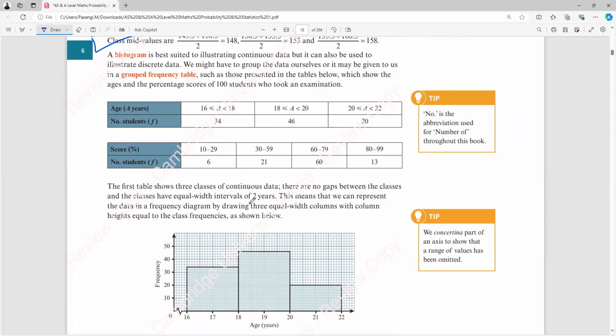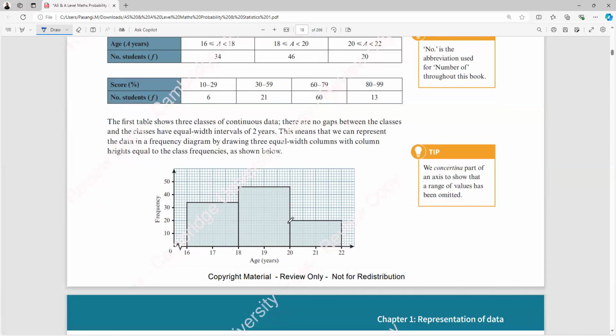The class interval is 2 years. This means that we can represent the data in a frequency diagram by drawing 3 equal width columns, with column heights equal to the class frequencies as shown below. Here the classes go from 2 to 2. See, they have graphed this histogram. Since the initial part is not needed, they combine it together. That's the symbol we use to represent this. Here, from 16 to 18, we have this amount.